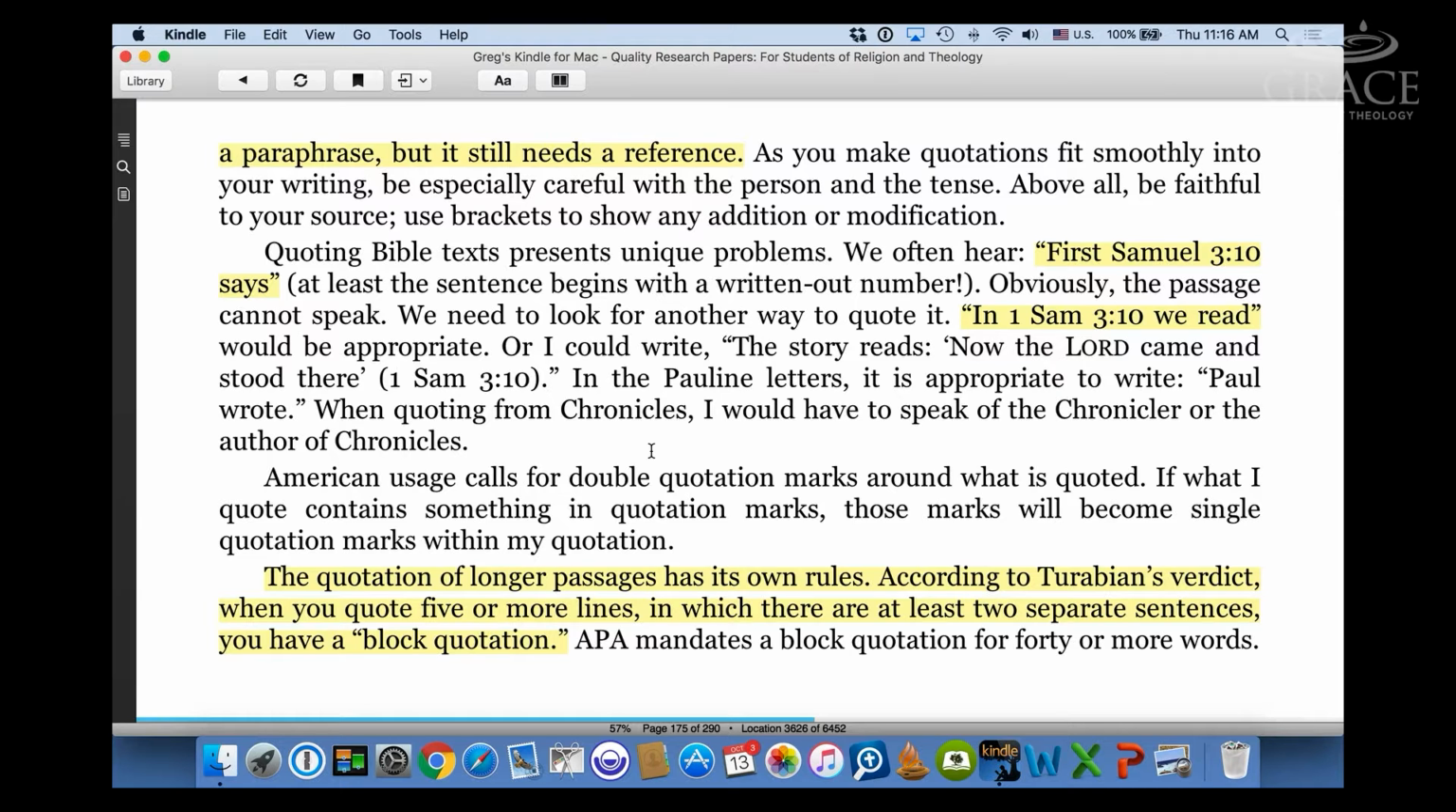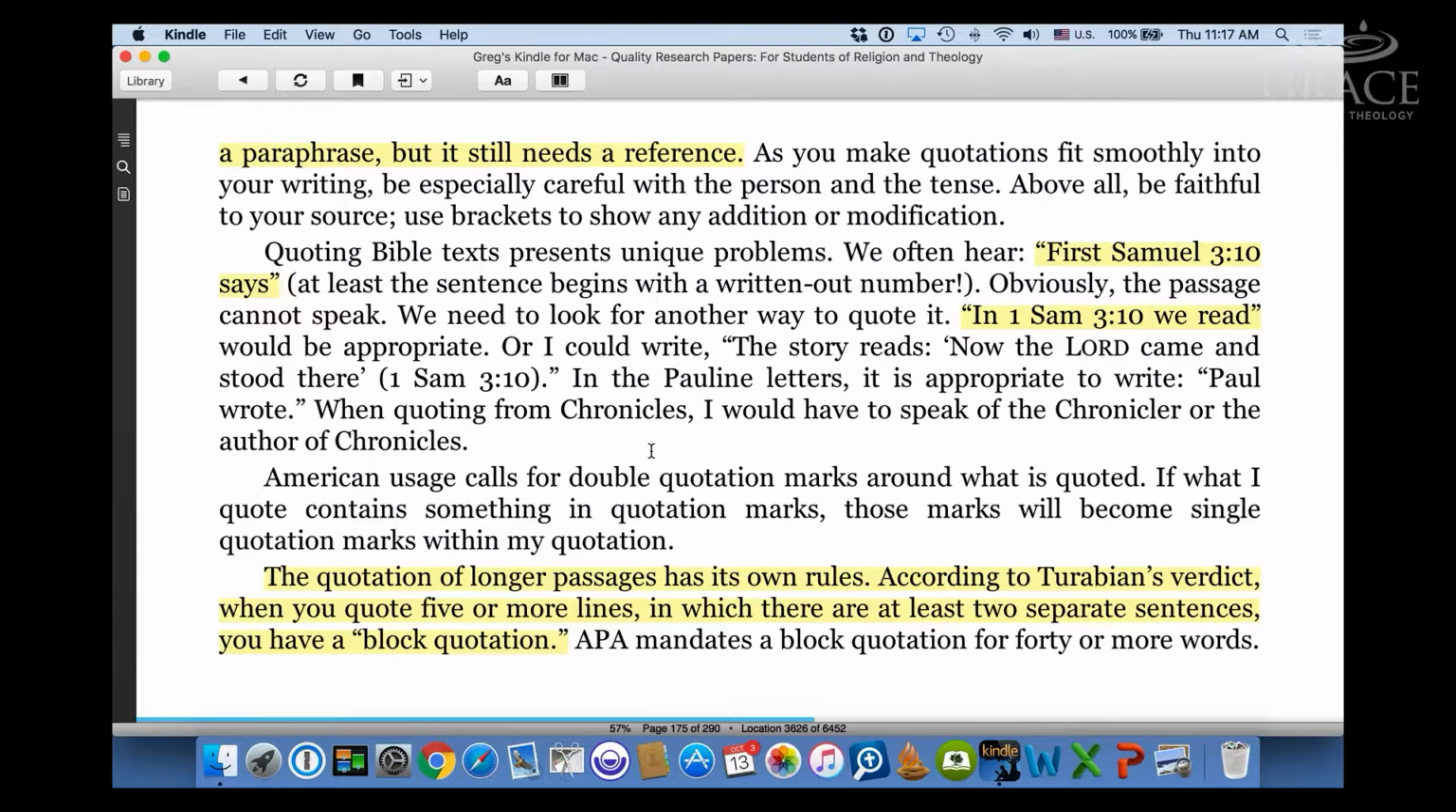So how about if you're quoting biblical texts? Now, first, here's an example. 1 Samuel 3:10 says, and Vhymeister and Robertson, interestingly, do not like that approach. I think that's fine. 1 Samuel 3:10 says, and then you could put a comma, quotation mark, and quote the passage. They like, in 1 Samuel 3:10 we read. That would be fine too. I'm really fine with both of those.